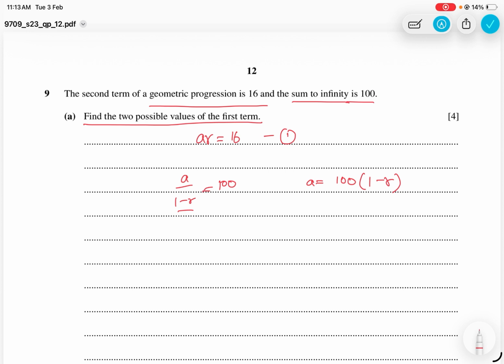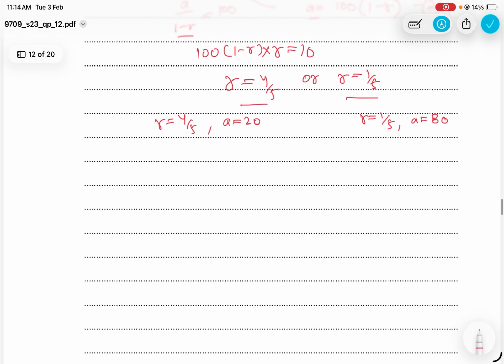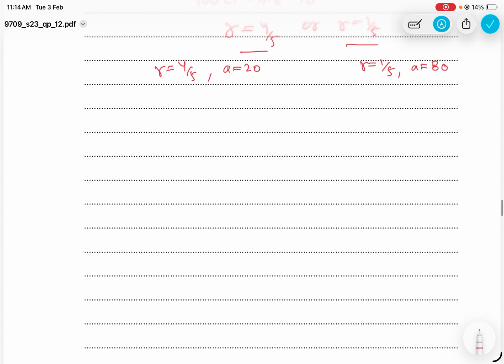Okay, we have these two equations. Let's use substitution. Let's put the value of A over here. So we will have 100 times (1 minus R) times R equals 16. Solve this quadratic and we will have R equals 4 by 5 or R equals 1/5. Alright learners, substitute these two values. When R equals 4 by 5, A equals 20. When R equals 1/5, A equals 80. Alright learners, we got this one also correct. Let us move on to the next question now.